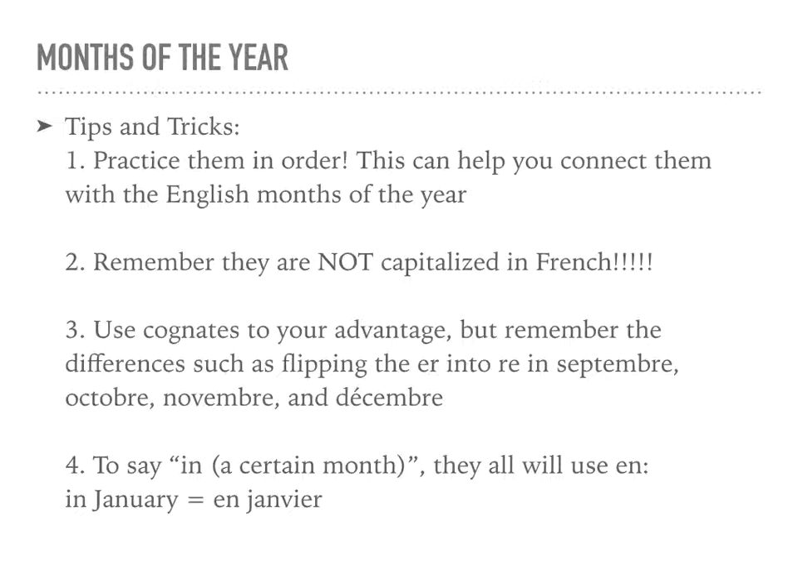There are lots of months that are cognates. This makes them easier to remember until we have to remember what those slight differences are. So for example, one of the most obvious ones is flipping the ER at the end of the year, like September, October, November, December. We just flip those last two letters, it becomes RE. September becomes septembre. October becomes octobre. November, novembre. December, décembre.